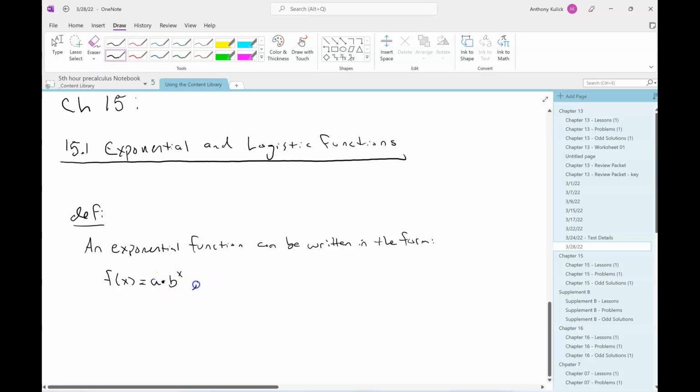So our exponential function can be written in the form a times b to the x, where a is not zero, b has to be positive, and not equal to one. As a separate piece of vocab here, the a coefficient we will call the initial value frequently. And the b we'll call the base of the exponential.